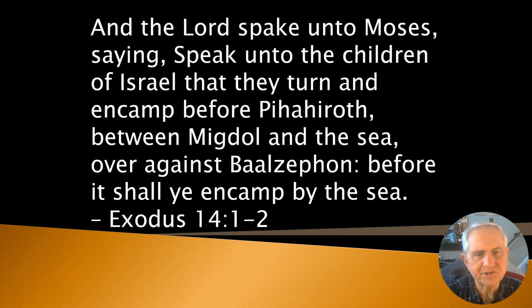In Exodus 14, verses 1 and 2, it says, the Lord spake unto Moses, saying, speak unto the children of Israel that they turn and encamp before Pi-hahiroth, between Migdol and the sea, over against Baal-zephon, before it shall ye encamp by the sea. And so there are three key places here that are mentioned, and we want to take a look at where these probably are.